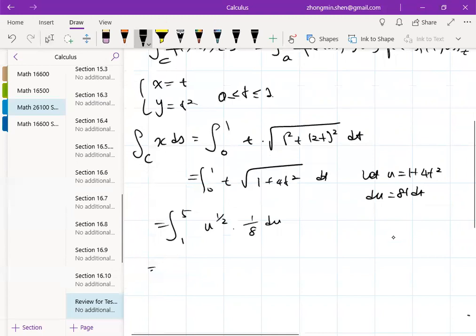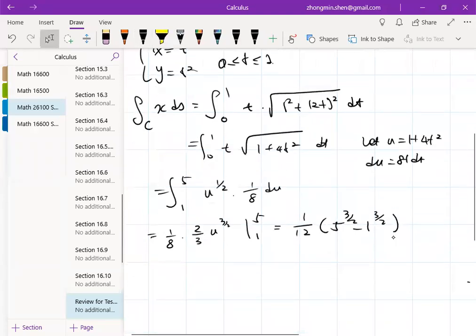Then the antiderivative of this is going to be 3 over 2, u to the 3 over 2. Evaluate at the two endpoints. This is going to be 1/12 times 5 to the 3 over 2 minus 1. So that's the answer. If you still have trouble figuring out how to evaluate, then give up immediately and move on to the next problem.